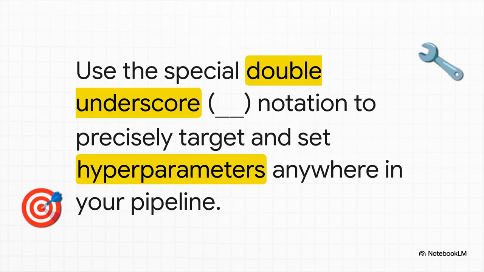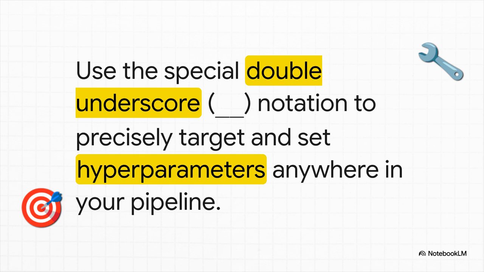The trick, and this is really important, is this special double underscore notation. See that? Classifier underscore underscore C. What that's saying is, go find the step in the pipeline that I named classifier, and then inside that step, find the parameter named C. You just use the name of the step, 2 underscores, and the name of the parameter. This lets you reach into any part of your pipeline and define a range of values to test.